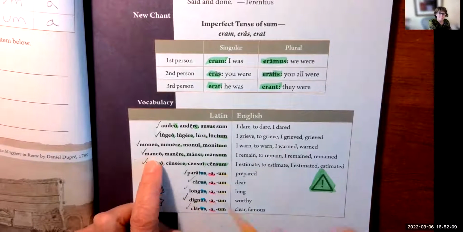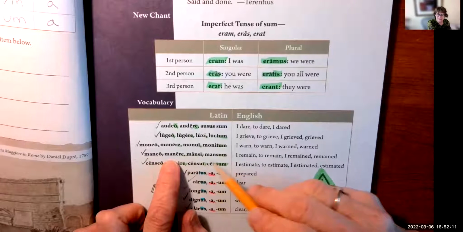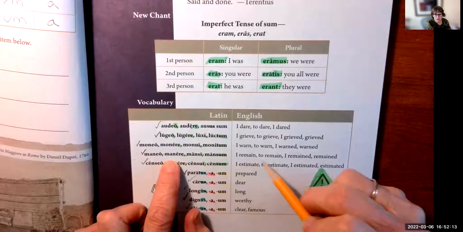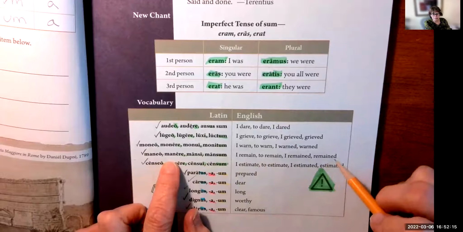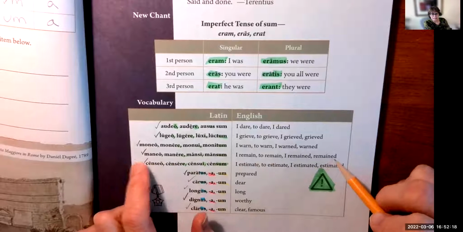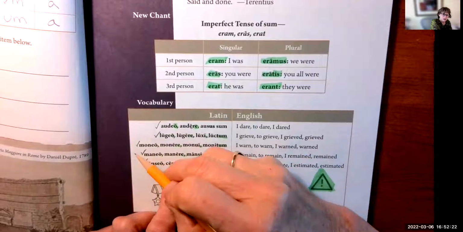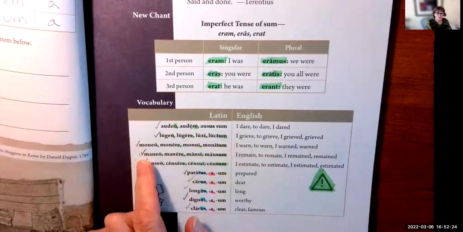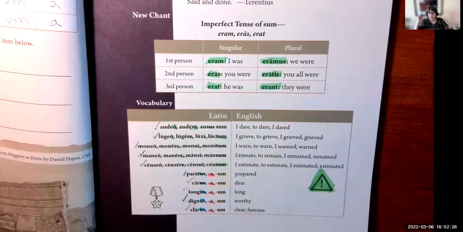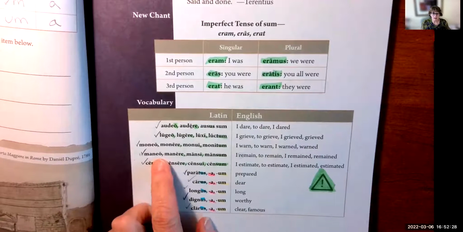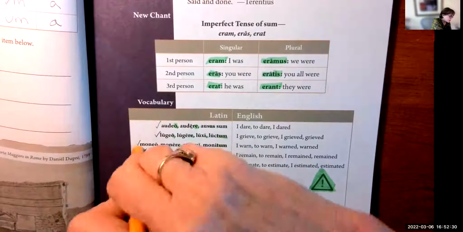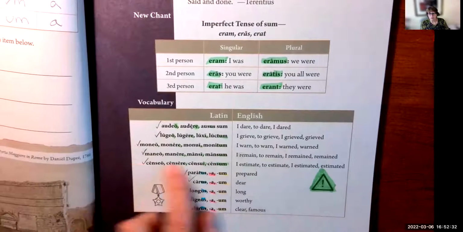All right. Maneo, manere, mansi, mansum. I remain, to remain, I remained, remained. Oh, how are you going to remember that one? The only way I remember it is I take this little RE and I put it before. Even though it's not there, I just imagine. Remaneo. Remain. You know, sometimes they're just hard to remember. You just got to put it in. Okay.